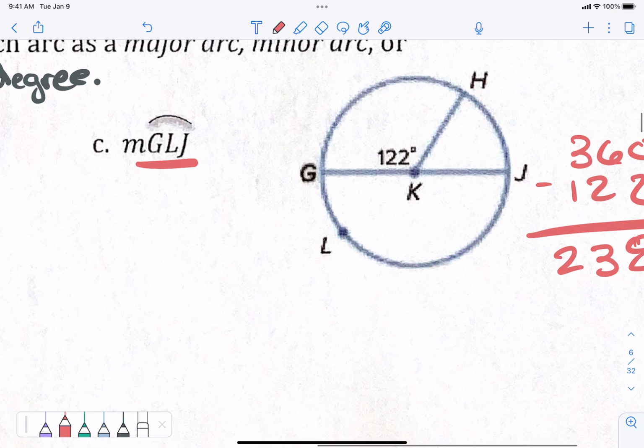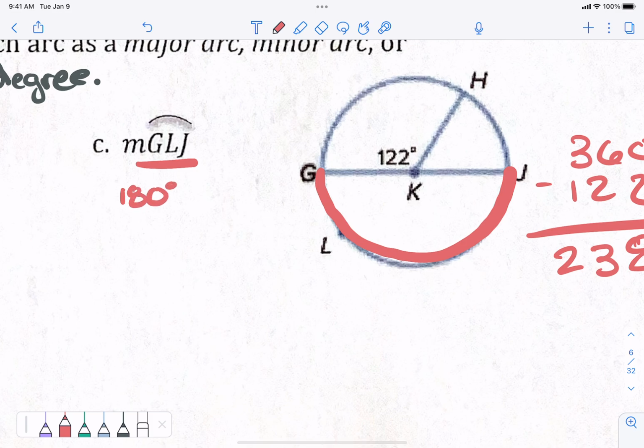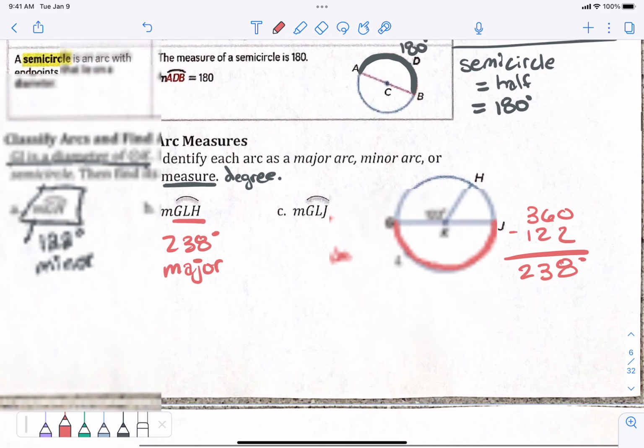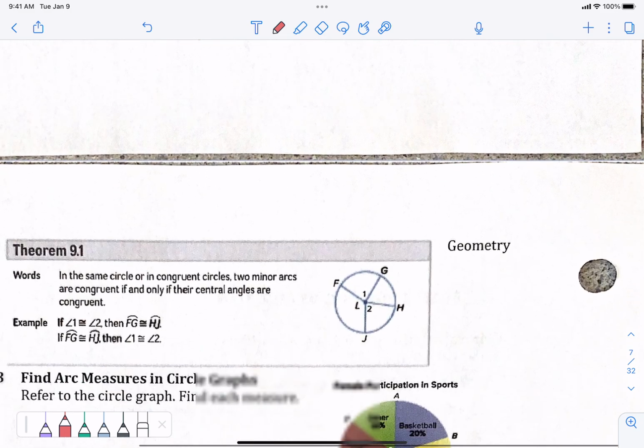GLJ is the last one. GLJ, how many degrees? 180, and that is a semicircle. This is like, give us all of these, right? Like, make the whole test this, right? Awesome. Okay, good. Backside, here we go.